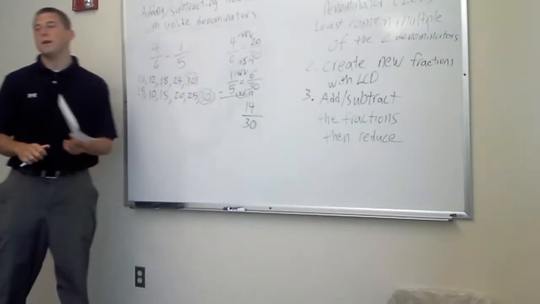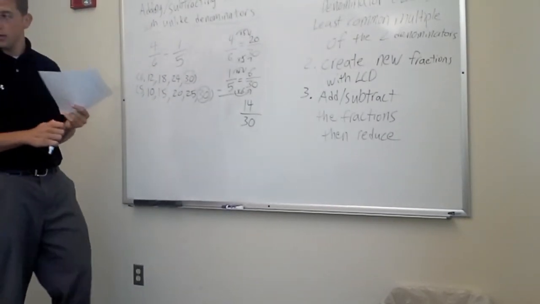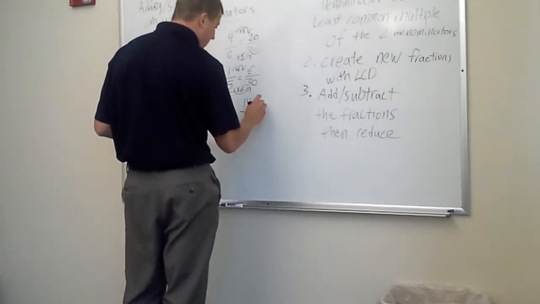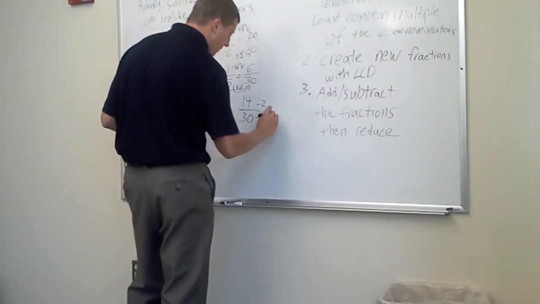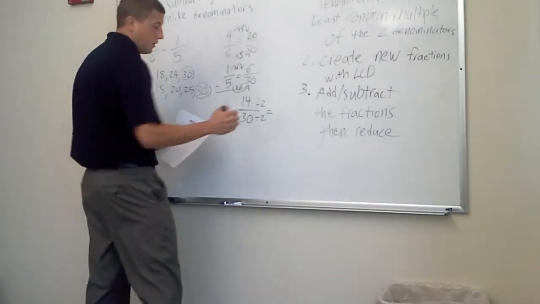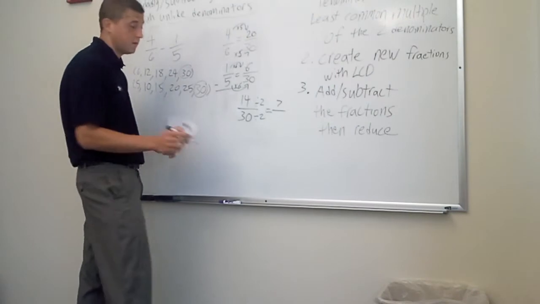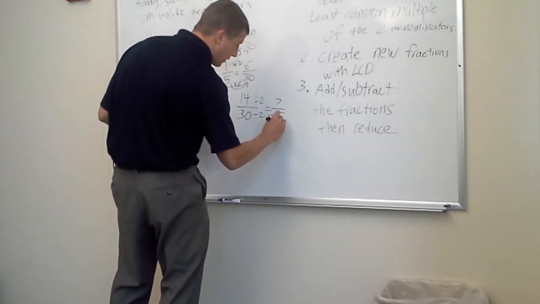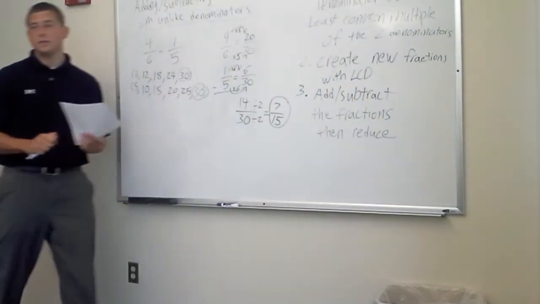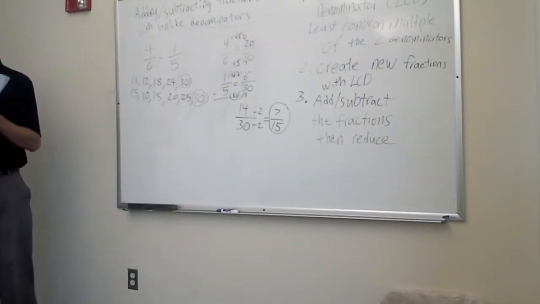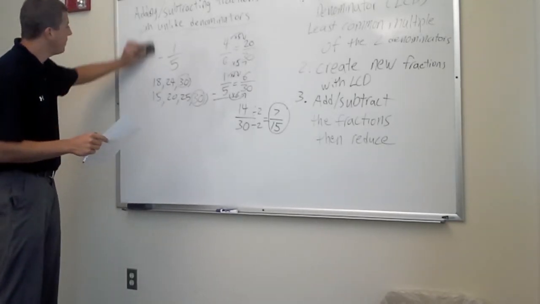Now, can we reduce this fraction? Yes, okay, what do we want to reduce it by? 2, good. 14 divided by 2? 7, okay. And 30 divided by 2? 15. Perfect. Any questions? Any trouble with you guys? Okay, good. One more thing I want to cover with you guys.